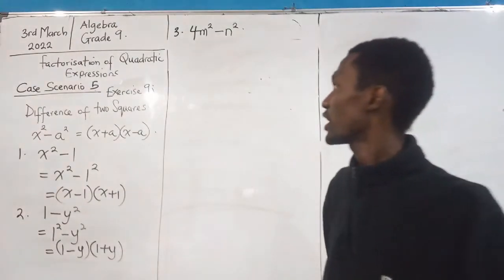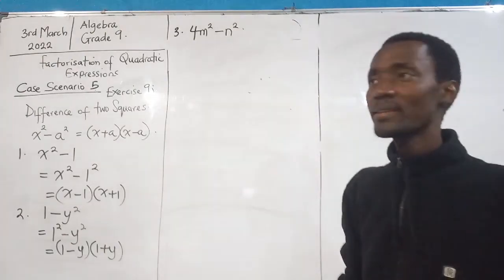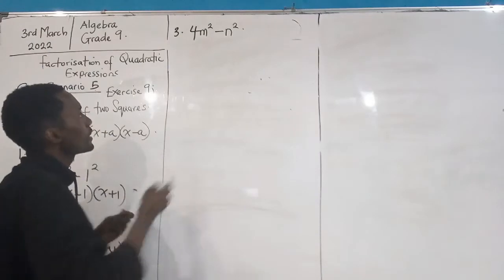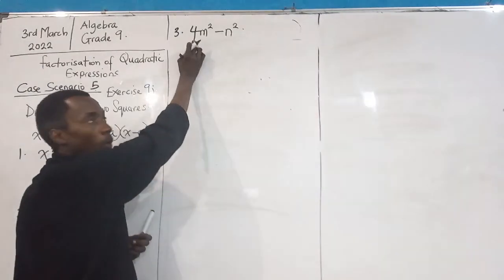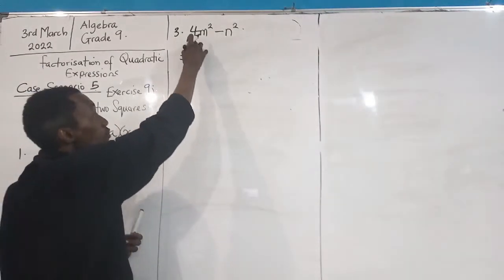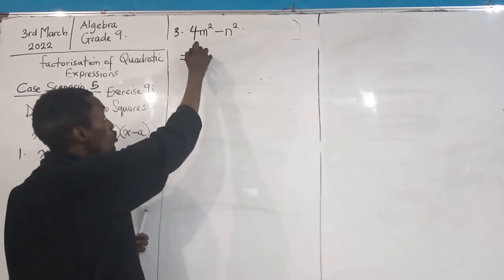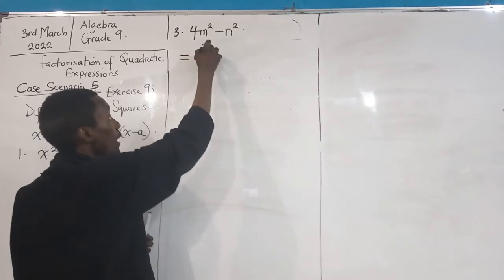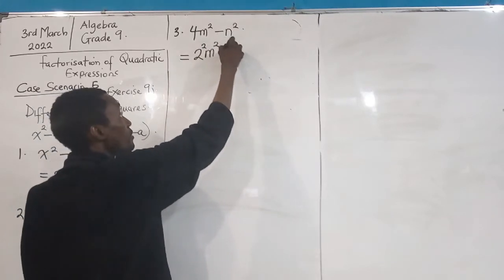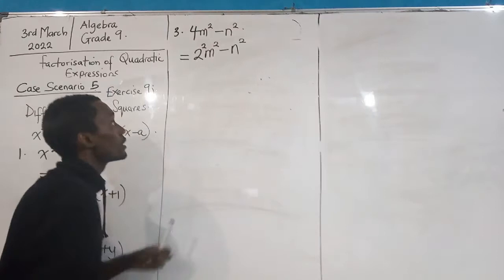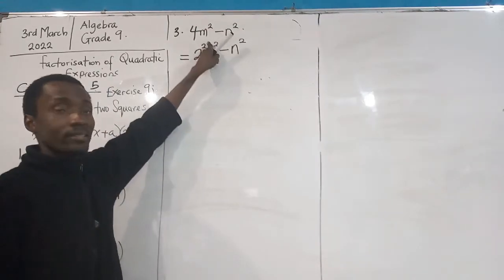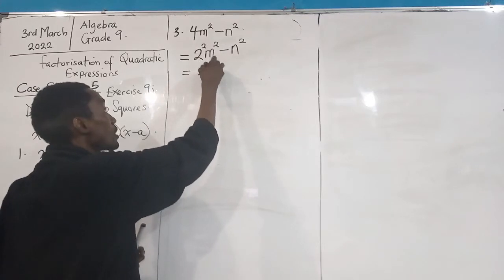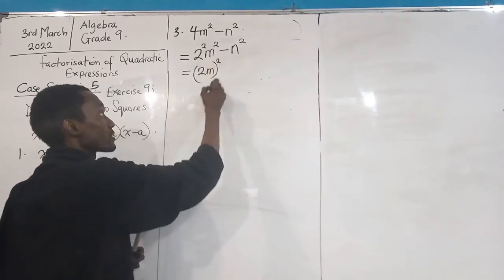Now let's look at the next scenario. 4m squared minus n squared. You will notice that in this term, there's something unique here. There's a 4. So how do you solve this? 4 is also a perfect square. So I'll write 2. 2 squared is what will give me 4. This will be 2 squared m squared minus what? n squared. This one is multiplied twice. This one is multiplied twice. So it means that I can have it that this together is multiplied twice.